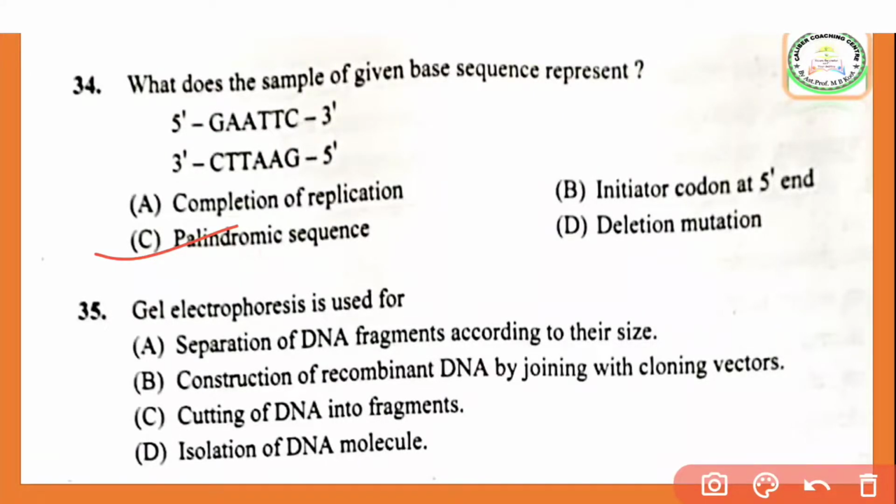Question number 35. Gel electrophoresis is used for separation of DNA fragments according to their size, construction of recombinant DNA by joining with cloning vectors, cutting of DNA into fragments, isolation of DNA molecules. And the answer for this question is separation of DNA fragments, nothing but option A is the correct answer. So we'll switch on to question number 36.